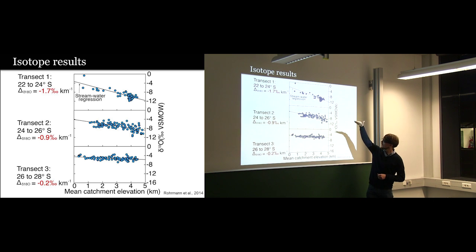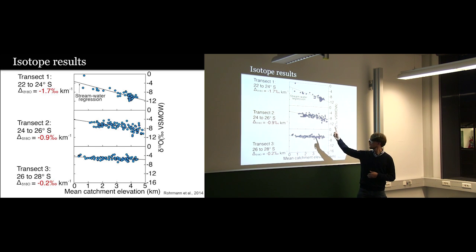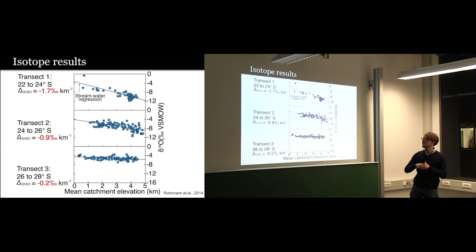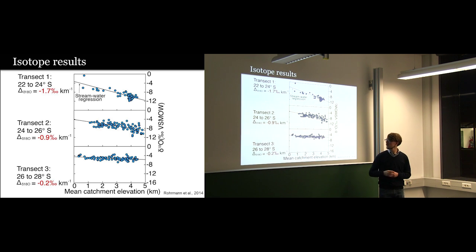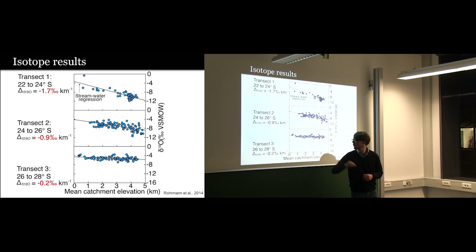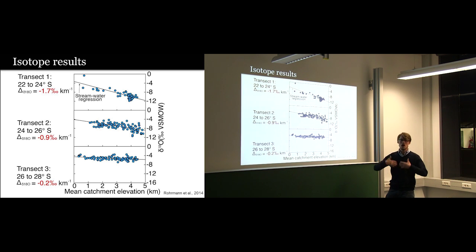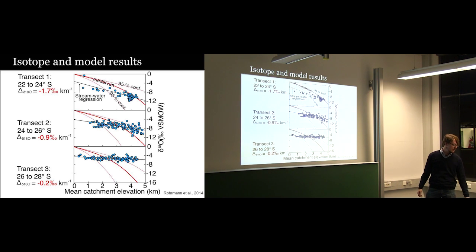However, if you go progressively south towards transect 3, there is hardly any relation. You see that it's invariant. At 4 kilometers, you have pretty much the same values as at 1 kilometer. This means that there is no isotope fractionation with elevation in the most southern transect. This is really expressed by the lapse rate, shown here in red. We try to model how an air mass would look that goes up and progressively rains out over each transect, and this is shown here in red now.